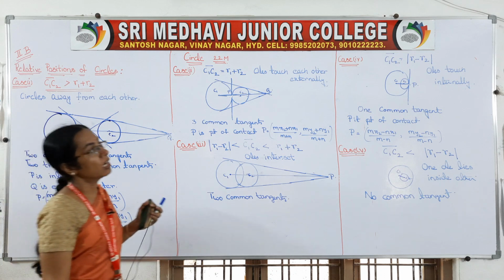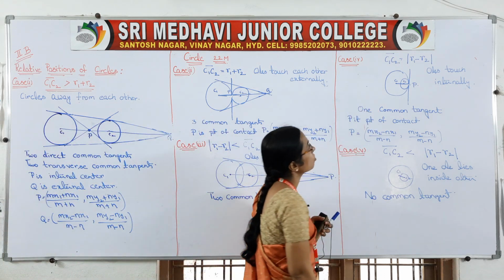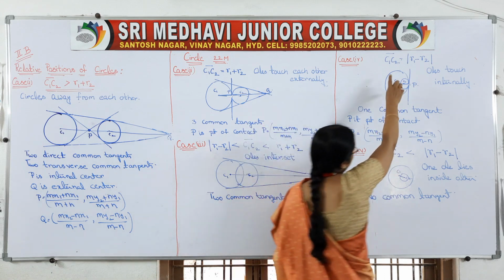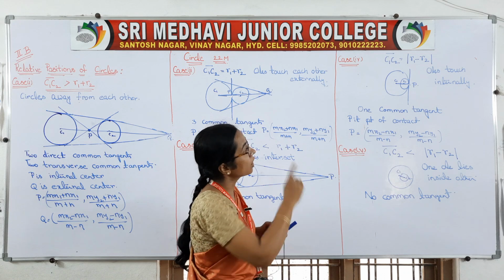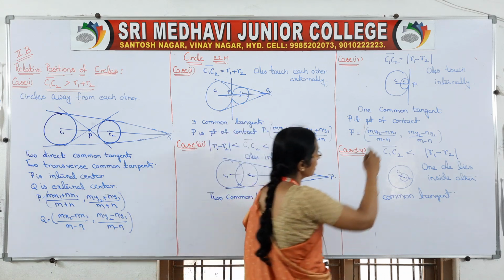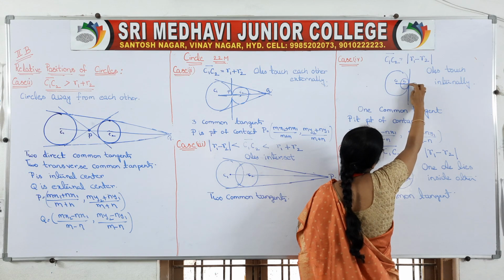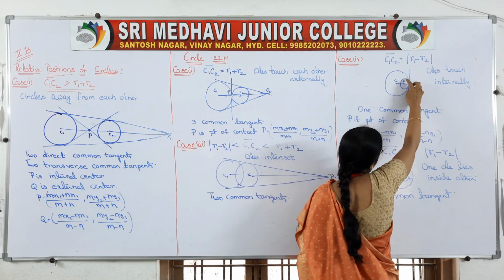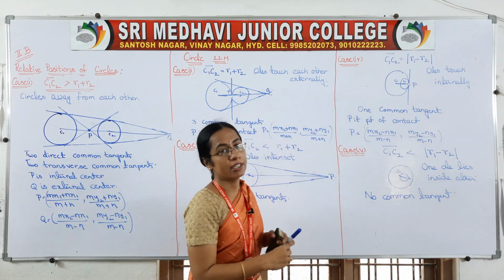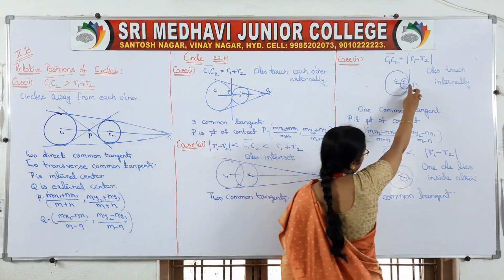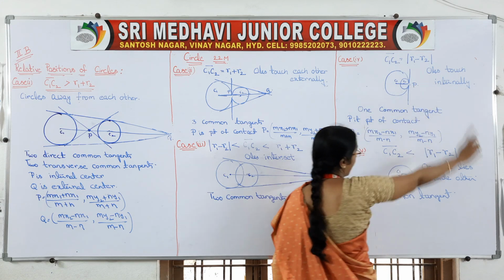Next, come to the fourth one. If C1C2 is equal to modulus of R1 minus R2, the circles touch internally. One circle will be like this, and another circle will touch it internally. It lies inside and touches at one point. Where they touch each other, that is called the point of contact.